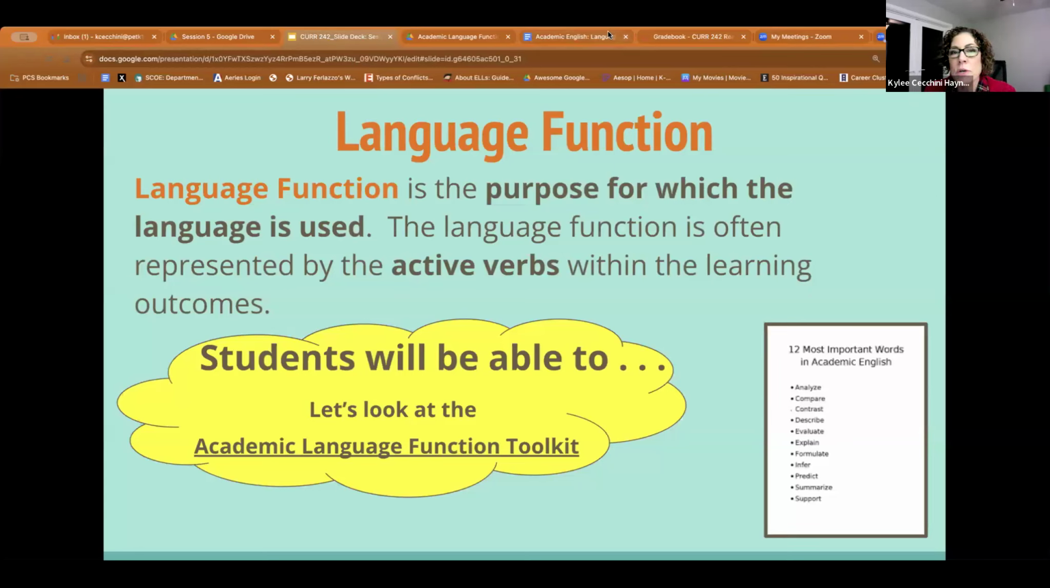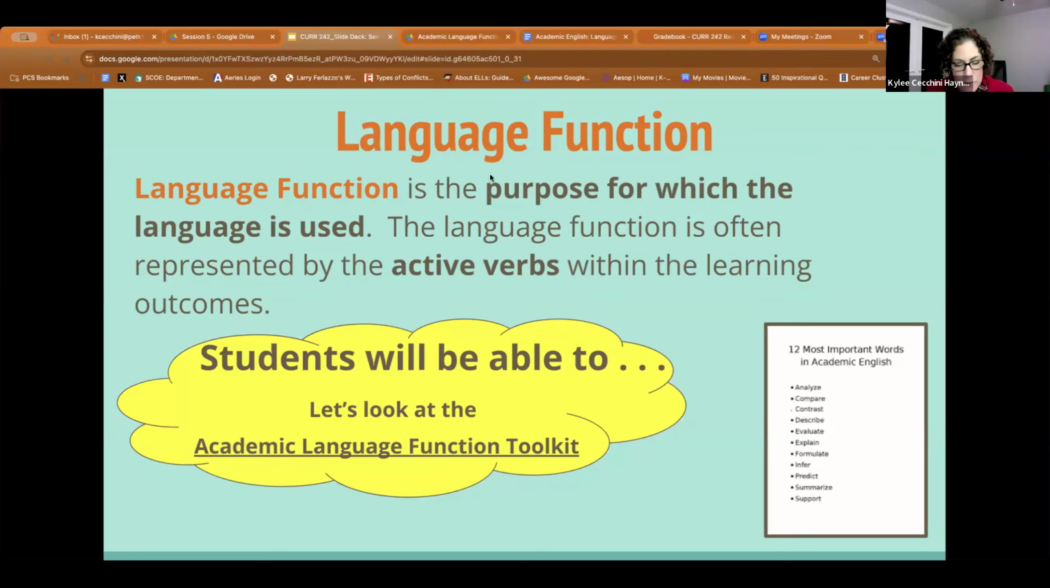All right. So I'm going to stop sharing for a second. I just want to see if you have any questions or if so far so good. Does the academic language function make sense, what we're doing? Okay. Fantastic.